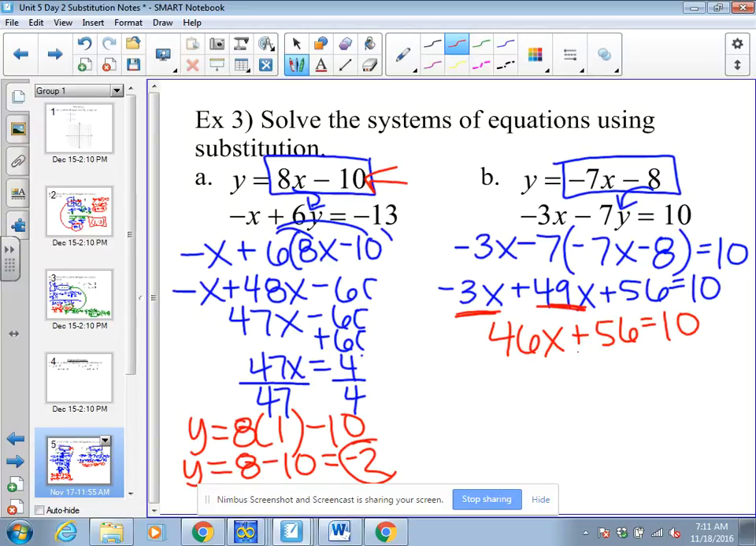To get x by itself, we'll subtract 56. It's going to give me 46x equals negative 46. So when I divide by 46, I'm going to get x equals negative 1.